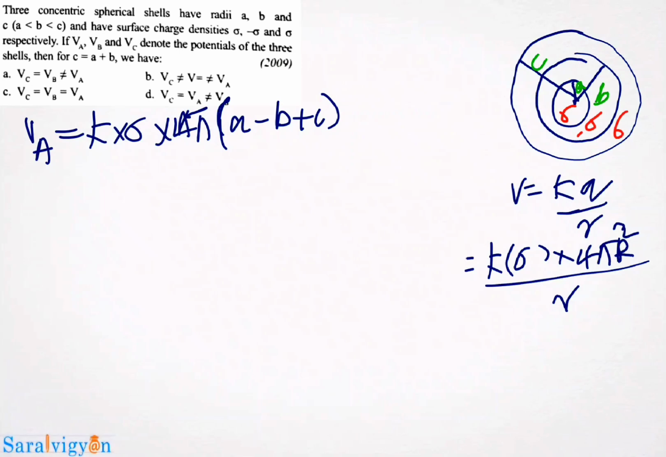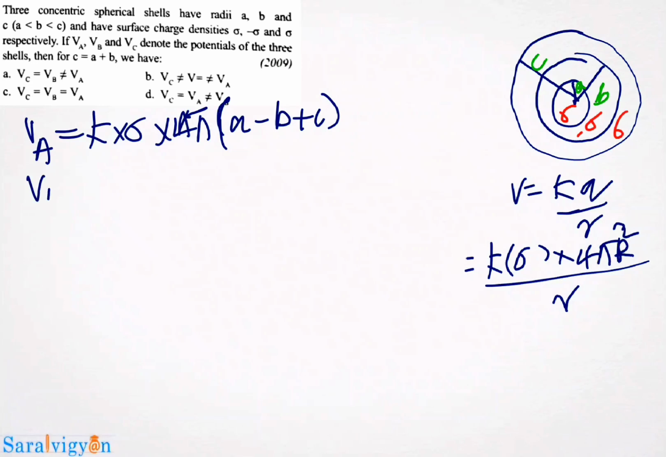Similarly we can find VB and VC also. But for VB, since for the shell with radius B, the shell with radius A is inside it, and we know that the potential inside the shell is the same as the potential at the surface of the shell, we take the distance r as small b, radius B, for the potential from the shell with radius A also.